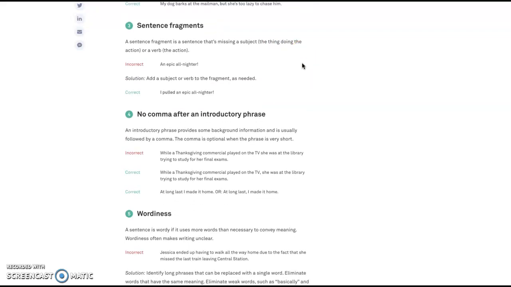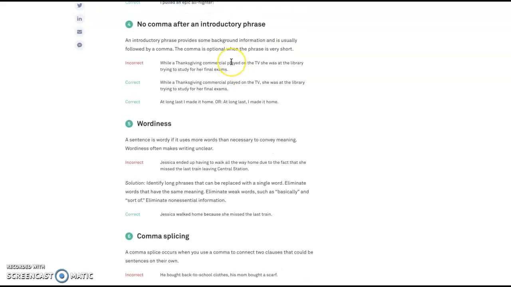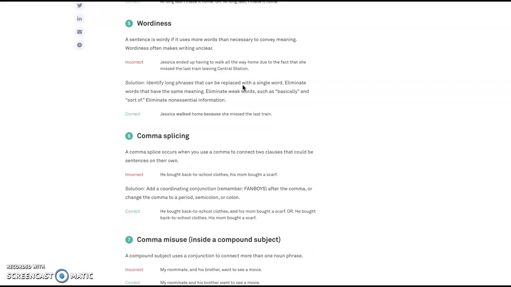Sentence fragments: an epic all-nighter. That's not like a complete sentence, okay? You need to add a subject or a verb. So: I pulled an epic all-nighter, okay? Not just an epic all-nighter, it's just a statement, but it's missing that subject or verb. No comma after an introductory phrase. So again, commas can be tough sometimes, but here's a good example of a lack of a comma where you actually need one. Wordiness we talked about.